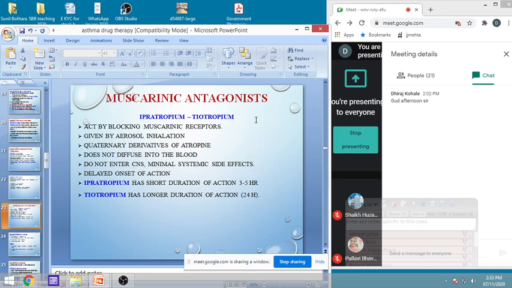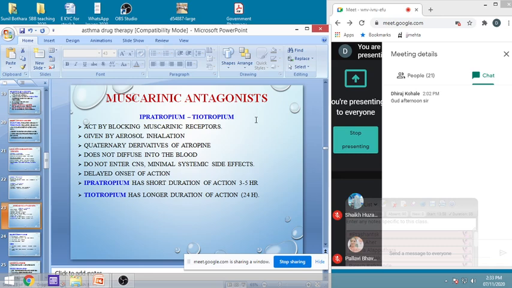Then other drugs in that class are muscarinic antagonists. Examples of this are ipratropium bromide and tiotropium bromide. They act by blocking muscarinic receptors. They are given by aerosol inhalation. They are quaternary derivatives of atropine. They do not diffuse into blood. They do not enter the CNS, and therefore they have minimal systemic side effects.